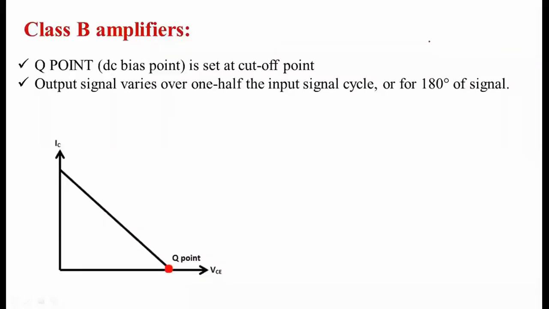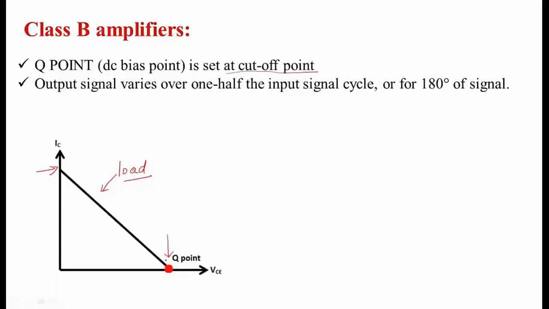Class B amplifiers. As we discussed in session 1, in Class B amplifiers, the quiescent point or the Q point is set at the cutoff point. Here, in this diagram, we can see that this is the Q point which is set at this cutoff point. As we know, in the output characteristics of amplifiers, we have load line. This is the load line, and there are 2 points. One is the saturation point, this one, and one is the cutoff point. And in Class B amplifier, the Q point is set at the cutoff point.